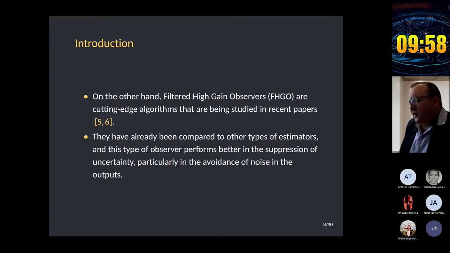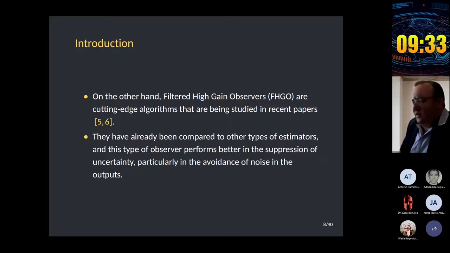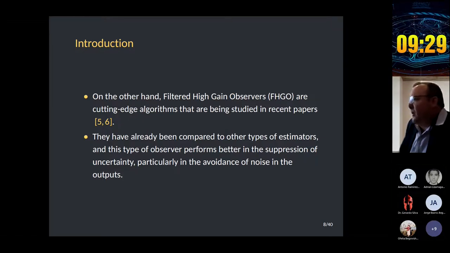What is the reason? Because the filter high gain observer is an improvement on the classical high gain observer, because the classical high gain observer has many problems in the presence of signals with noise and white noise. The filter high gain observer improves this because this estimator has better performance in the presence of signals with noise.